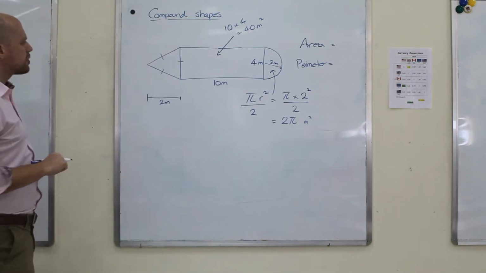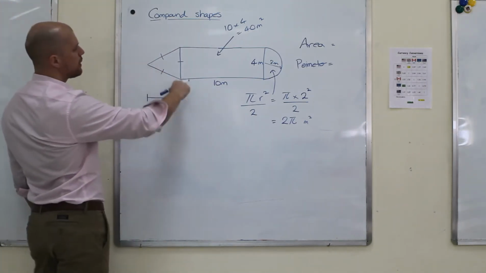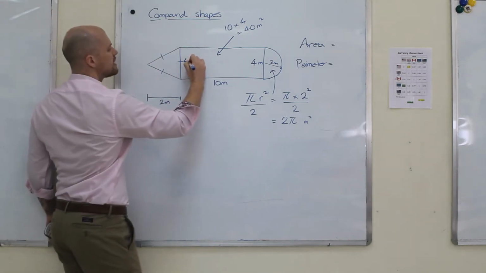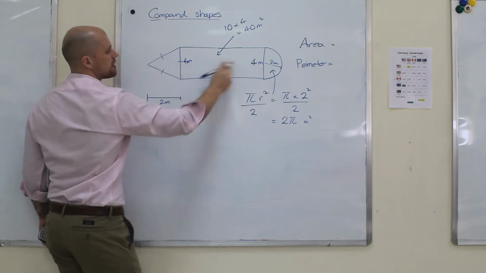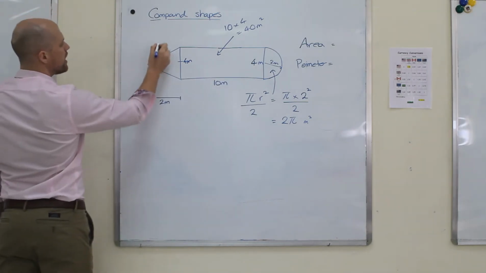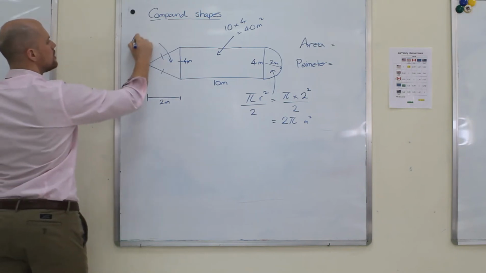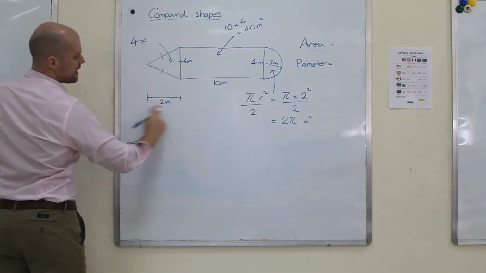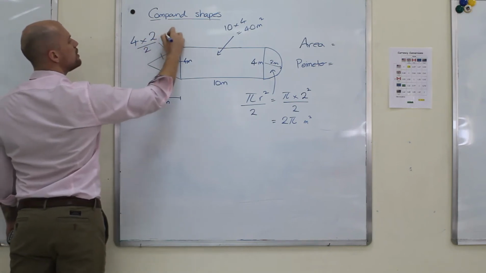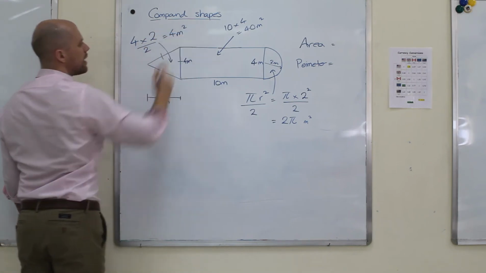And now we look at the triangle. Notice this is an equilateral triangle, all 3 sides are the same length, and the base is 4 meters because these are both the same with the rectangle. Therefore for the triangle, we do base times height divided by 2. So 4 times the height here is this bit, giving us 2, and then we divide it by 2, so I get 4 meters squared.